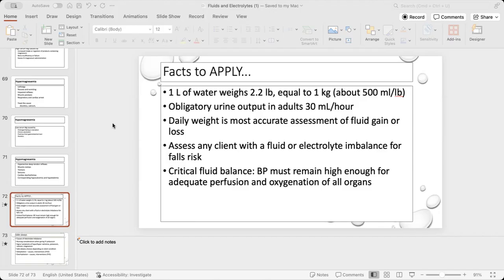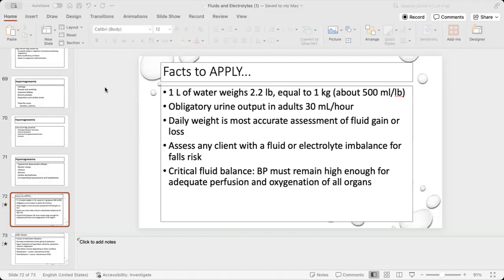All right, the student nurse knows the most reliable index of volume status when caring for a client is D, daily weights, right? That's going to be your best indicator. Good job. All right.